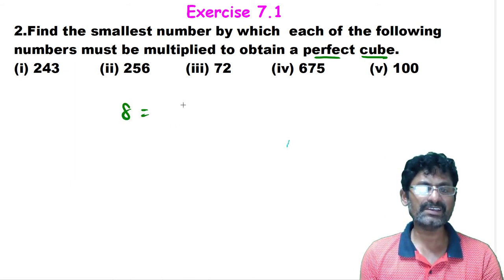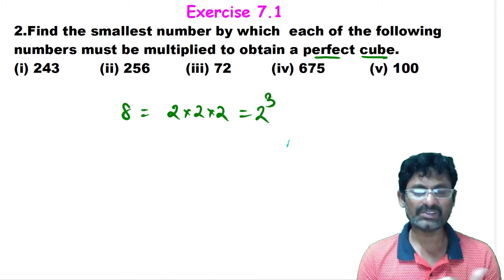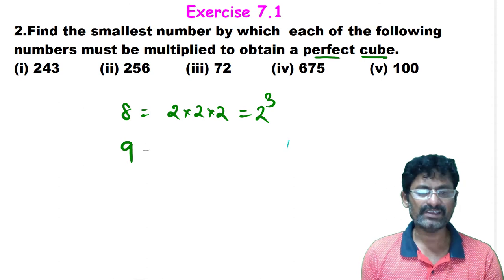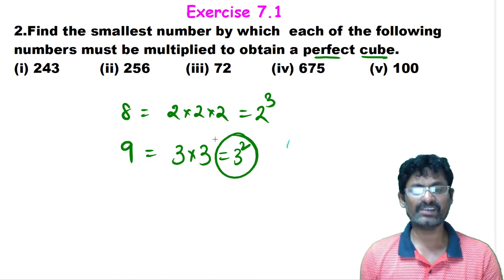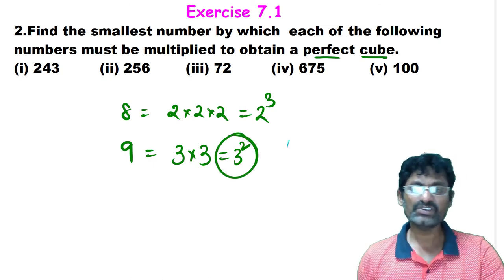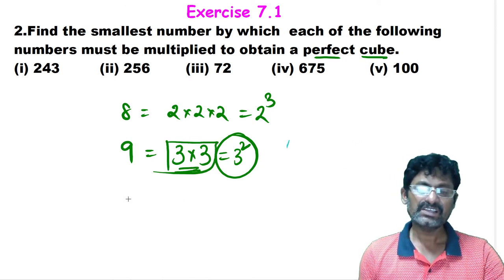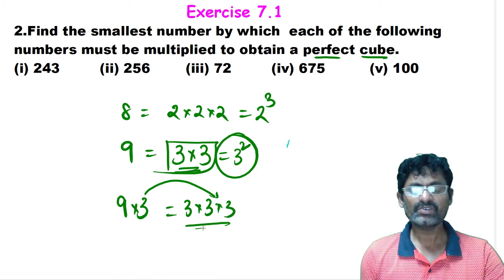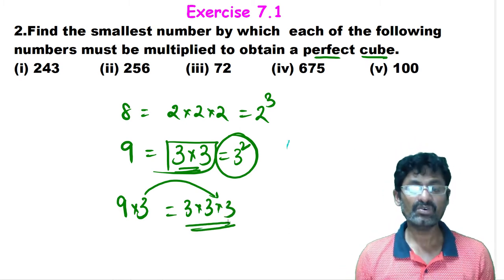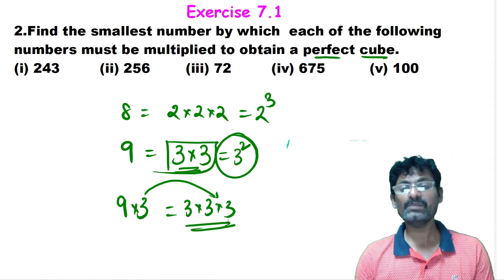Suppose if I take 8, 8 can be written as 2 times 2 times 2, which is equal to 2 cube. So 8 is a perfect cube. Suppose if I take 9, 9 can be written as 3 times 3. This can be written just only as 3 square, not as 3 cube. So here in this case, we don't have product of three equal numbers. We have only two equal numbers. If 9 is multiplied by 3 again, then we can write this as 3 times 3 times 3. So we need to multiply 9 with 3 so that it can be a perfect cube.